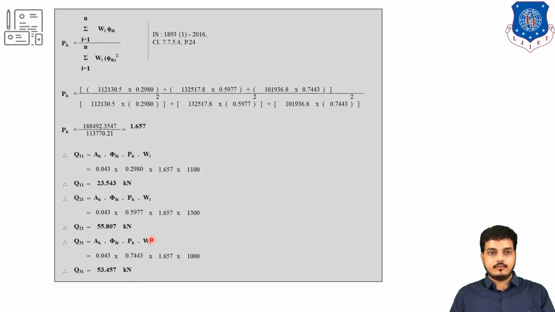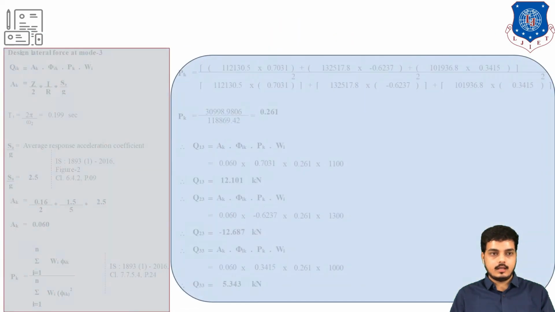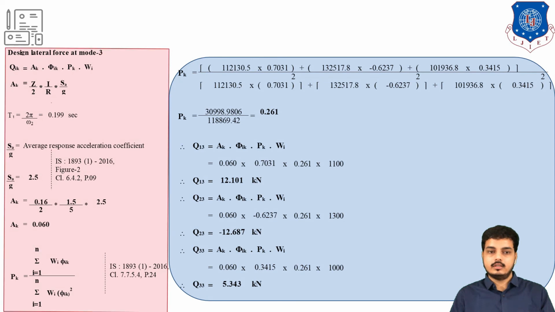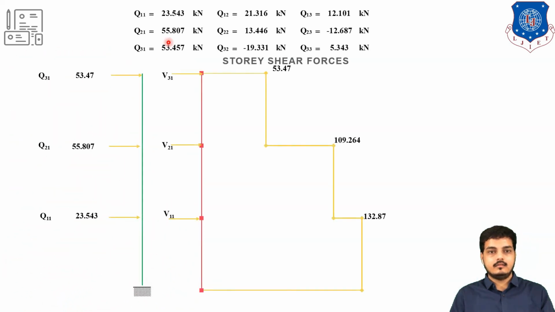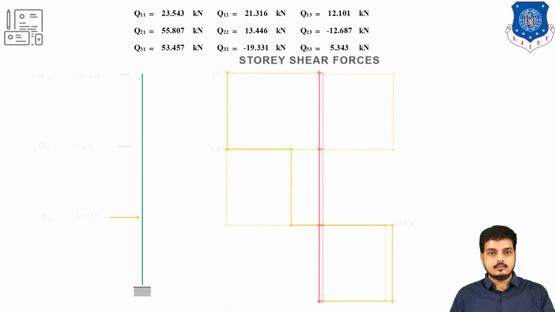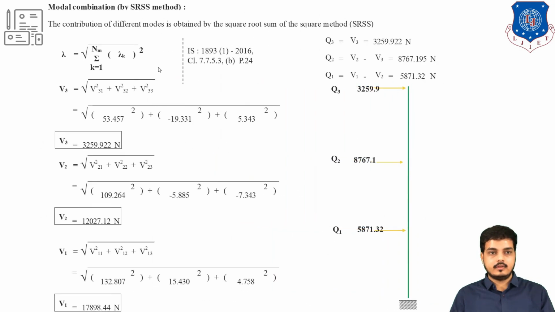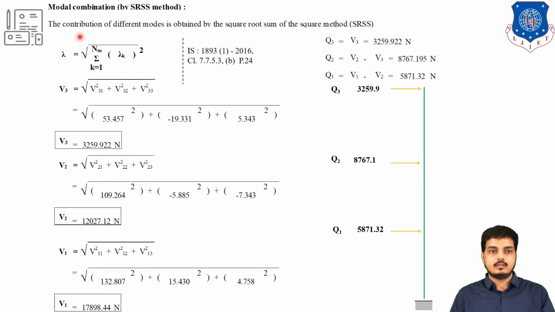So this is for mode 1, then the design lateral force for mode 2, similarly the design lateral force for mode 3. After finding that, we drew the story shear force diagrams for all three modes, and at last, with the help of these forces, we found out the modal combinations, the contribution of different modes by the SRSS method. So this is my example of the response spectrum method.